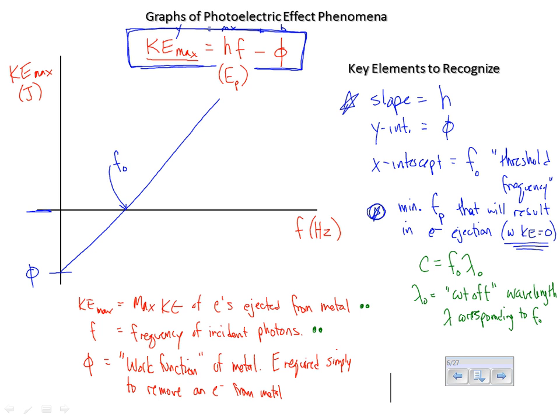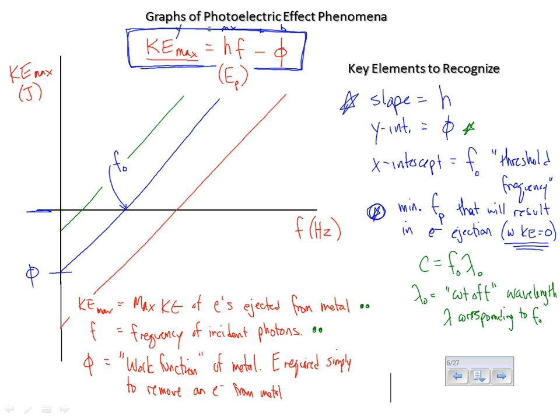Now, how could these graphs look different? For all of them, the slope has to be h. The slope is Planck's constant no matter what. But here's what's different about each one: different metals have different work functions. So here's a different metal, say. One different metal looks like this. Another different metal, I'll extend this a little bit, looks like this. They all have the same exact slope, but different threshold frequencies and cutoff wavelengths.